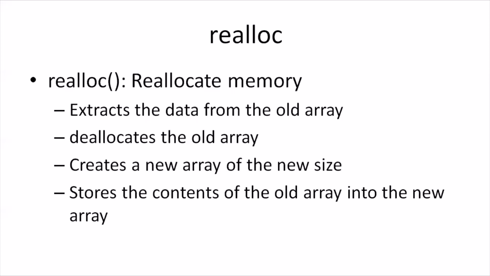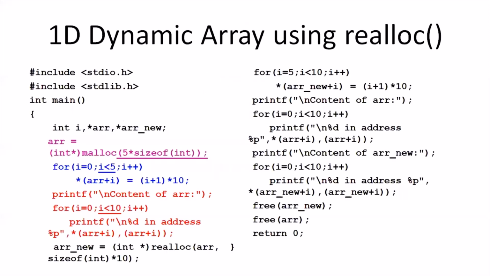Let us take a look at an example to understand the working of the realloc. In this example, we first create a 5-celled integer array dynamically using malloc and store some values in it. The for loop in blue is responsible for storing data into the array. Note that we have stored i plus 1 into 10 in the ith cell of the array. This means if i is 0, i plus 1 will be 1, into 10 gives us 10. So 10 will be stored in the 0th cell of the array, 20 will be stored in the 1st cell, and so on and so forth.